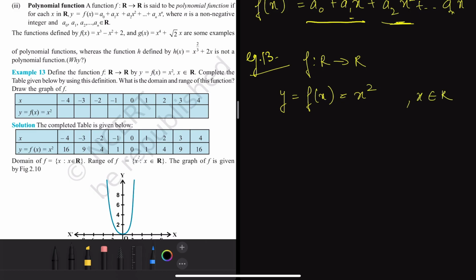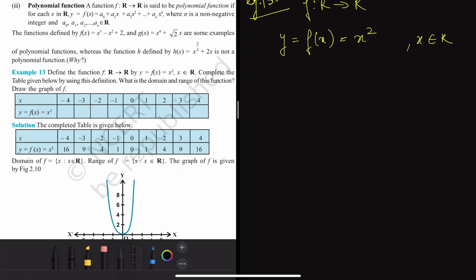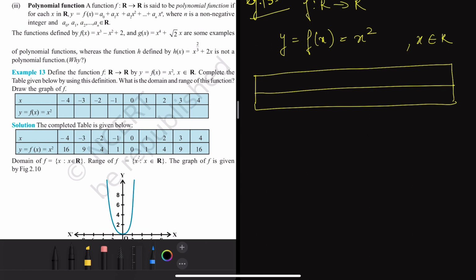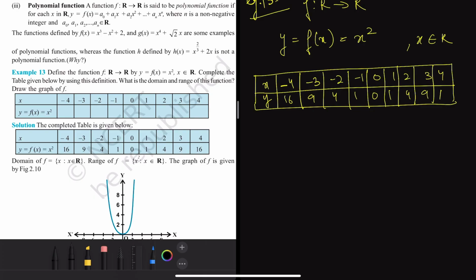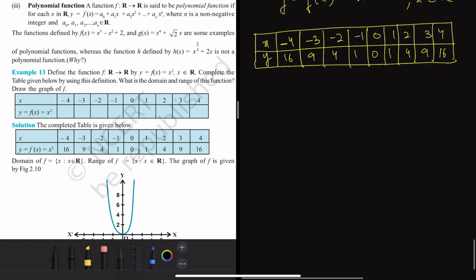So we have to complete the table that is given to us and we have to draw the graph. So let's complete the table, and using this table only we will draw the graph of it. Okay, so the values of x given are -4, -3, -2, -1, 0, then 1, 2, 3 and 4. So for x equal to -4, y will be 16, 9, 4, 1, 0, 1, 4, 9 and 16, because y is nothing but x square. So this is what the table looks like.